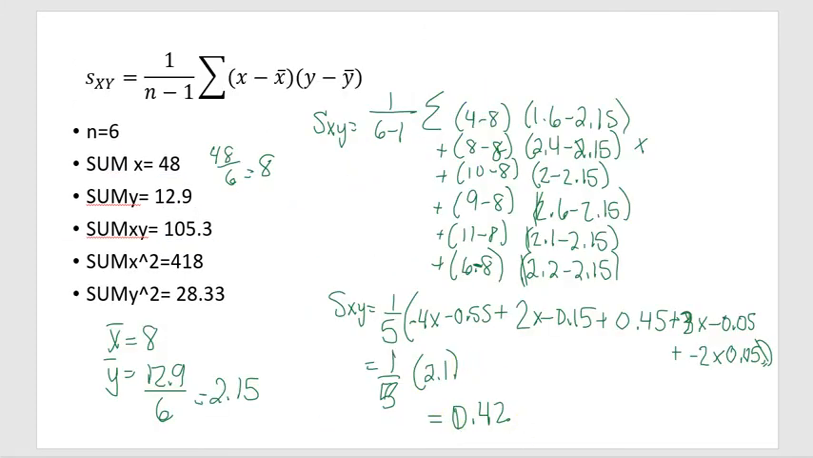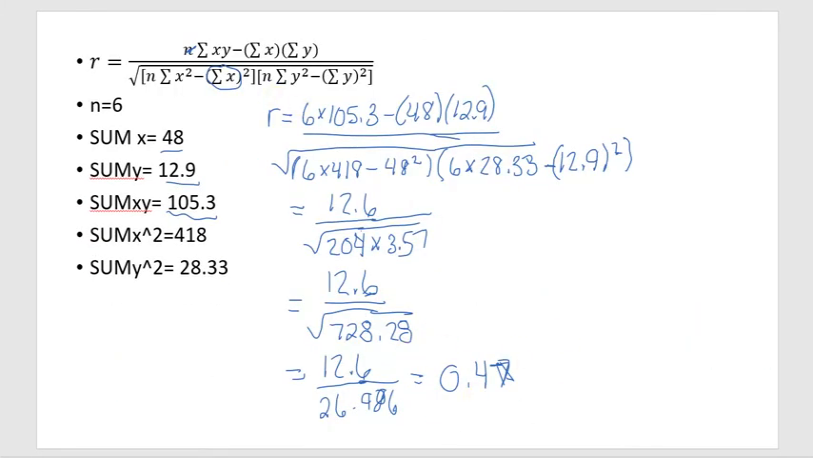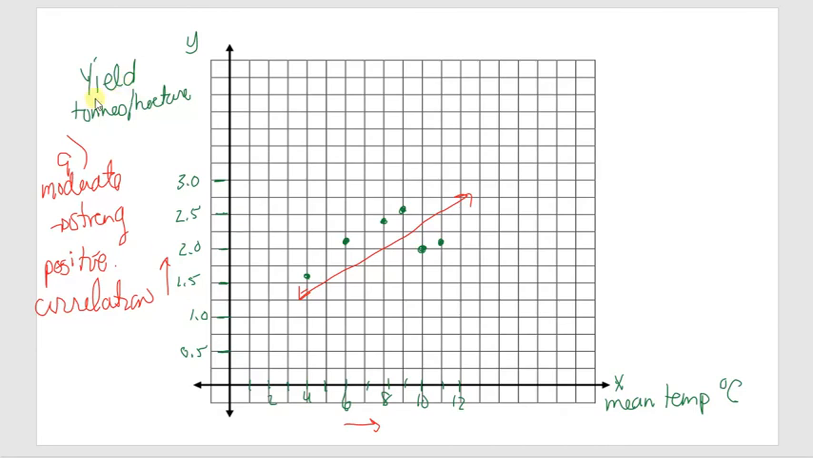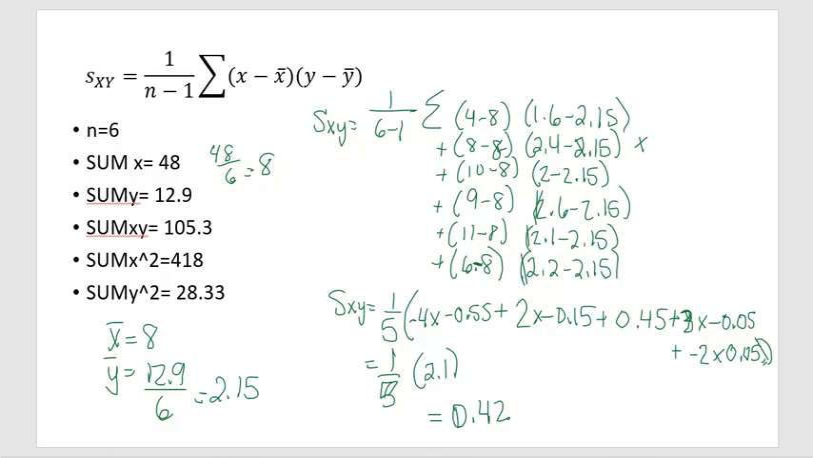We see 0.42. Okay, so what does the 0.47 mean? Well, if we take a look back up here, first of all, it's positive, right? And it lands between this 0.33 and this 0.67. So it's a moderate positive linear correlation. So this one right here, this was the correct answer. And that's how you find the correlation coefficient.